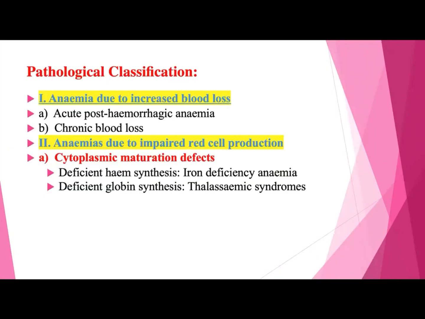The pathological classification depends on the type of the cause or the defect that resulted in anemia. For example, anemia due to blood loss, which is either acute or chronic.